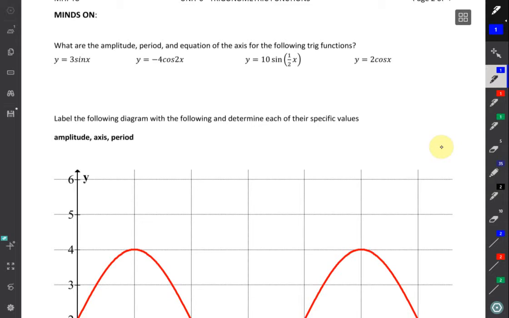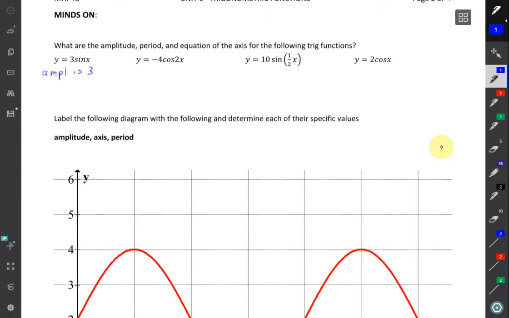For this first function, a is the number out in front of the trig function, and that tells us the amplitude. Although keep in mind the amplitude is a positive value. That's the distance that the max and the min are from the axis around which the sinusoidal curve oscillates or goes above and below. So the amplitude here is 3.